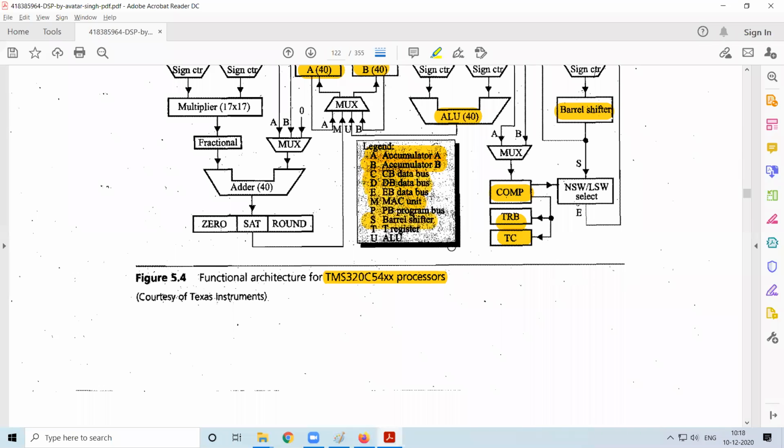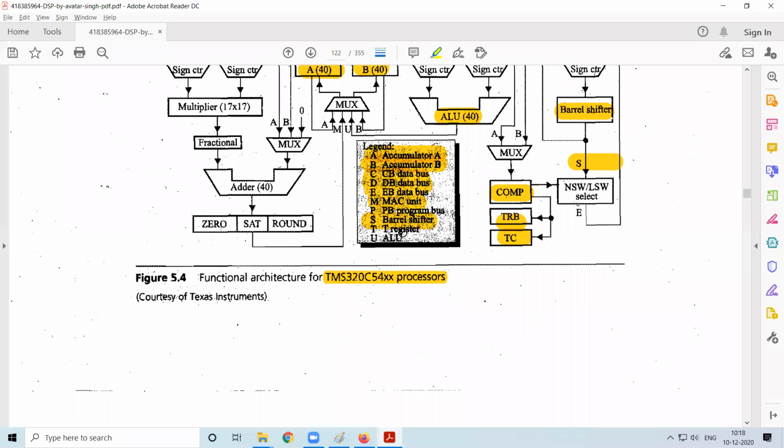In your architecture, instead of specifying barrel shifter everywhere, they'll just specify that this is the output of S or this is from the S. So it implies that there is a barrel shifter associated with this. This is how I read it.